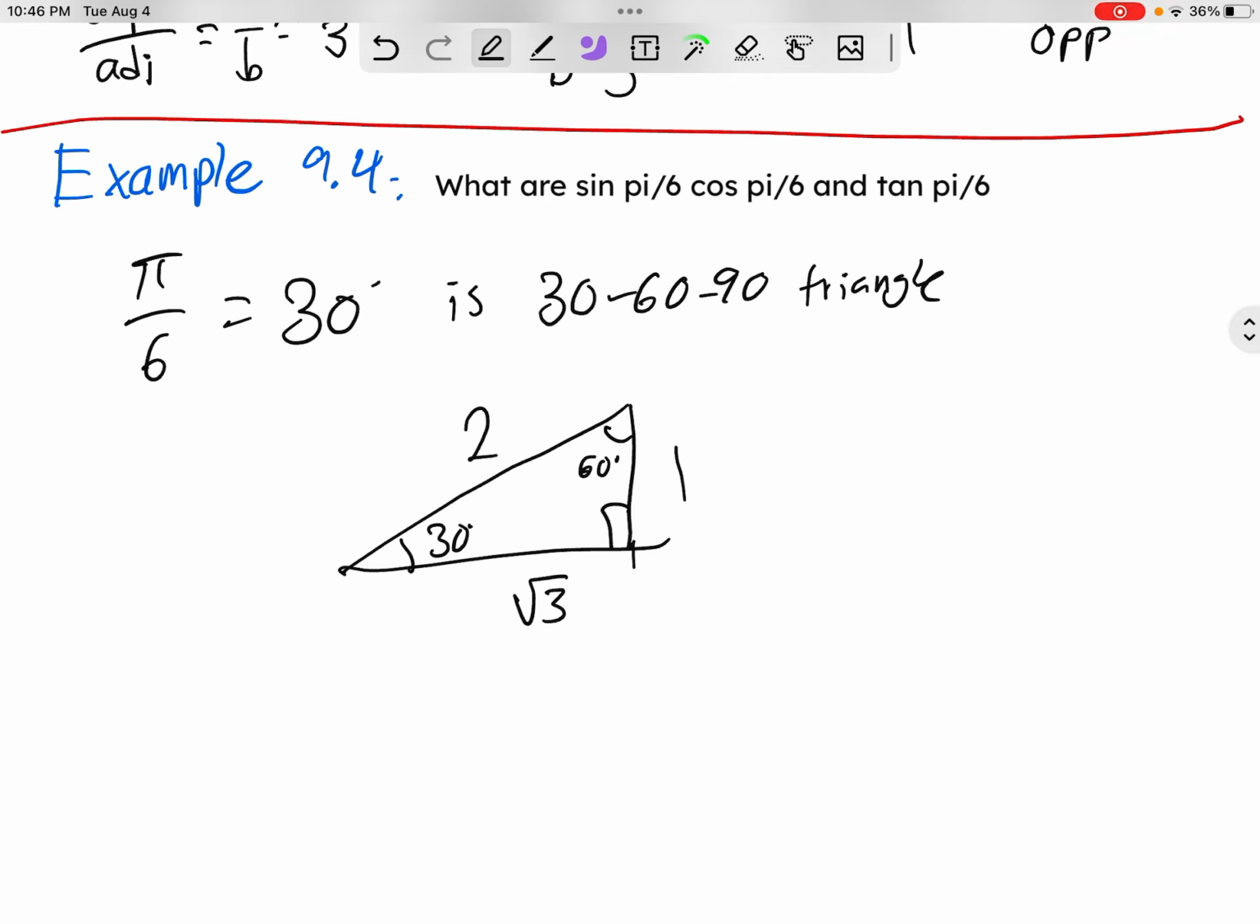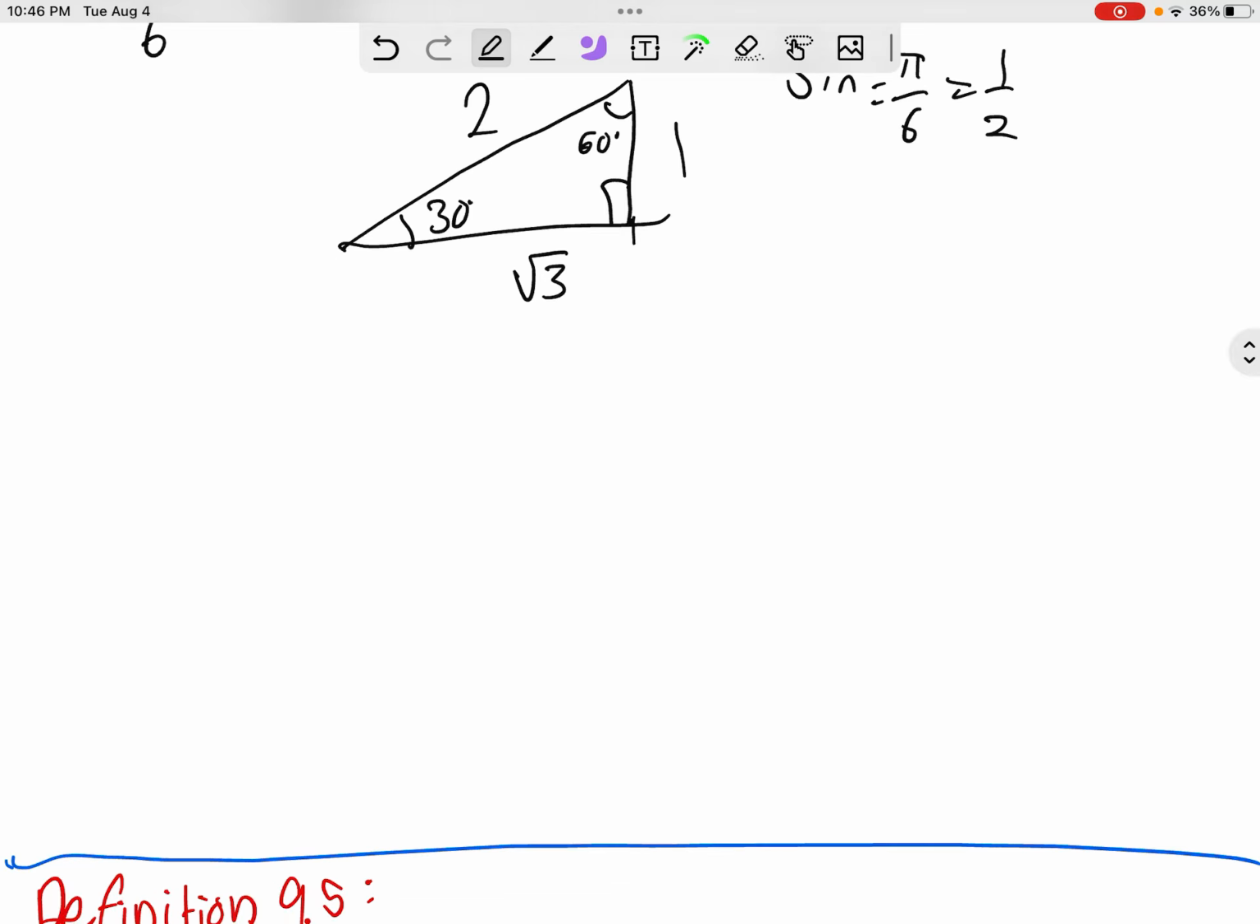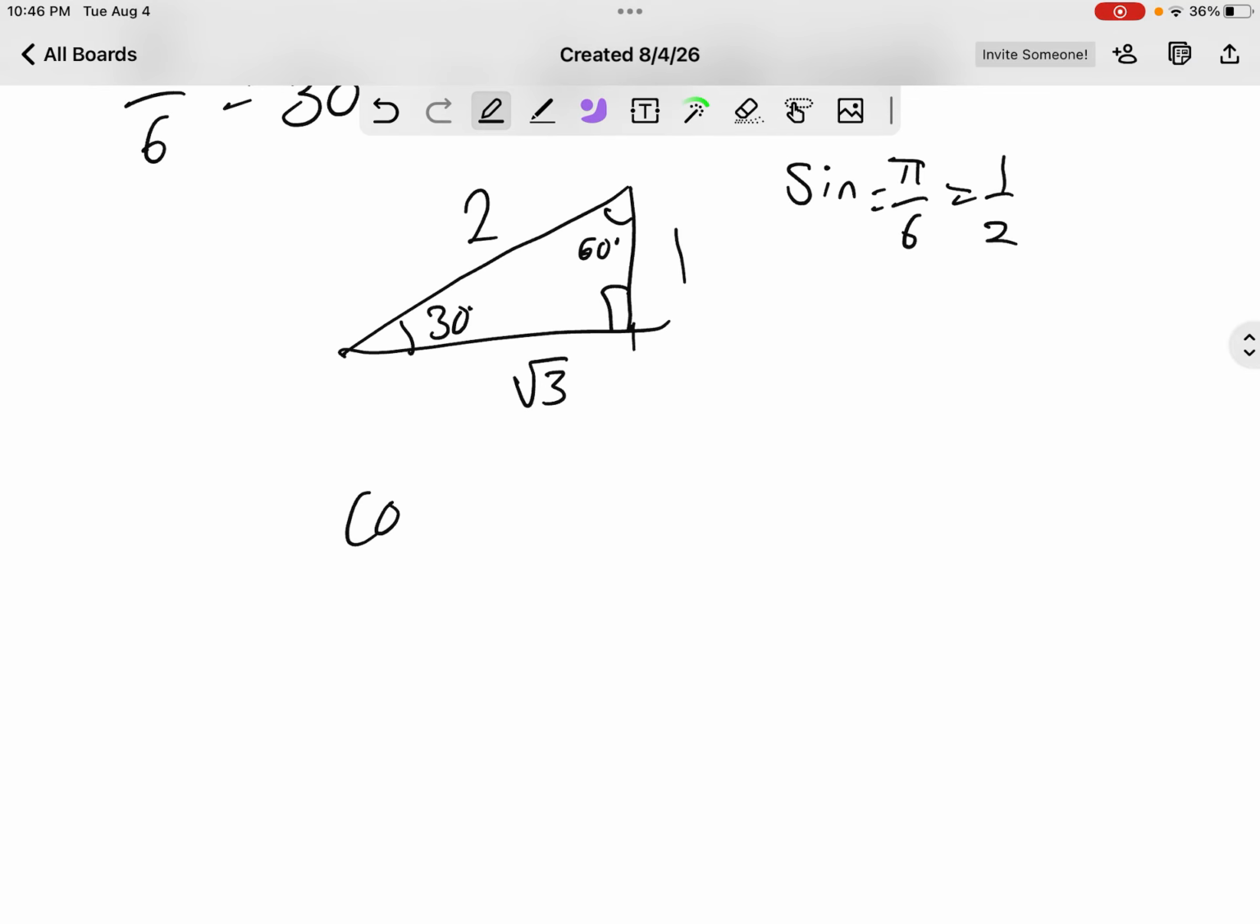Therefore, sine of pi over 6 is equal to 1 over 2. Cosine of pi over 6 is equal to root 3 over 2. And tangent of pi over 6 equals 1 over root 3.